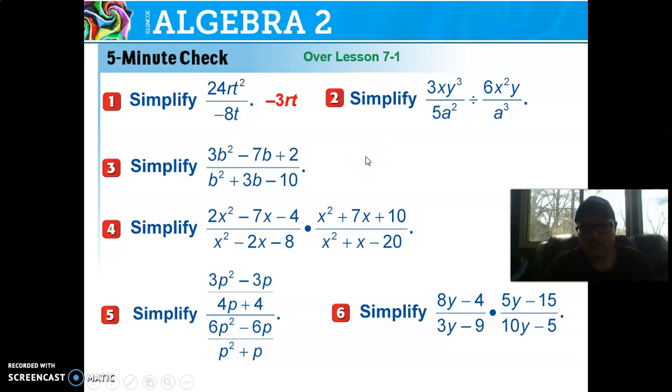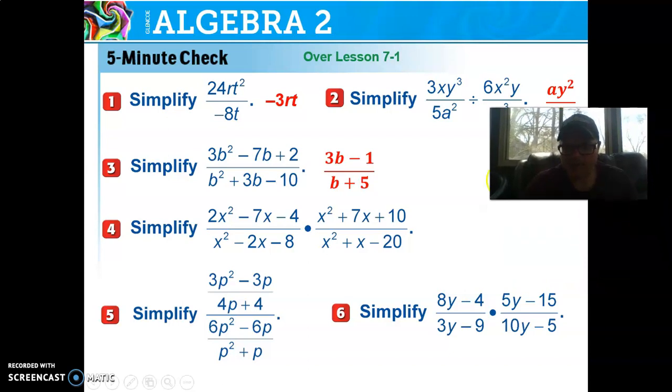Okay, number 1 simplifies to -3RT. Number 2, make sure you change the division to multiplication by the reciprocal and you get ay squared over 10x. Number 3, once we factor everything and cancel out the common factors, we're left with 3b minus 1 over b plus 5. Number 4, once we factor everything and cancel out the common factors, it reduces to 2x plus 1 over x minus 4. Number 5 reduces to p over 8.